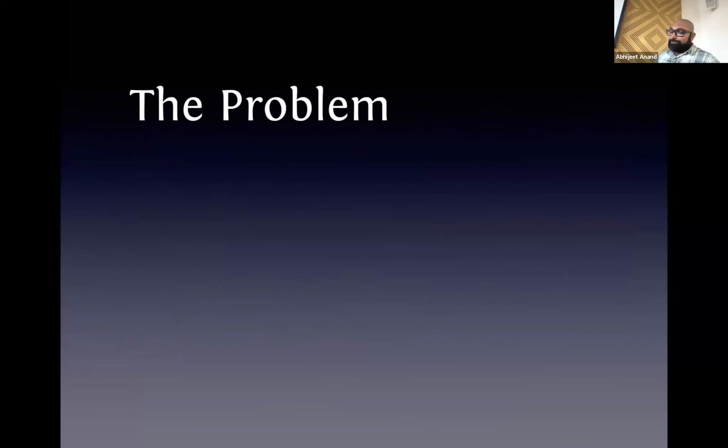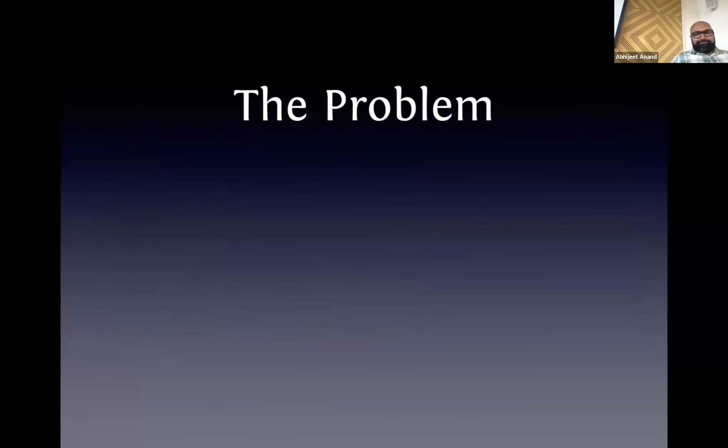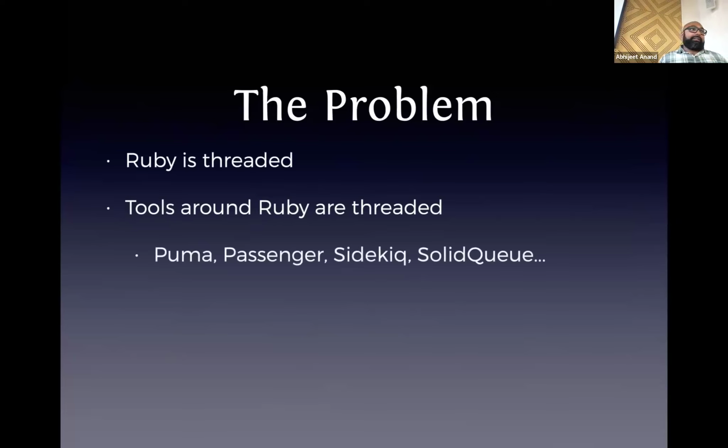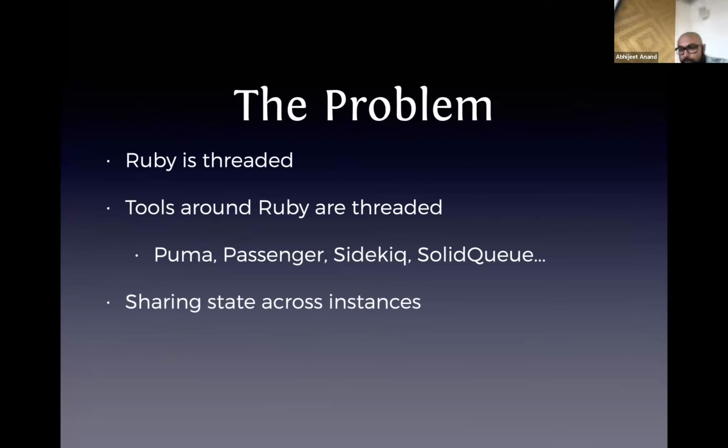All right. So the problem, and is it really a problem? We all know Ruby is threaded. Everything that you work with and around Ruby is threaded. Whether it's your app server, your gem, or just a simple Net::HTTP call that you make. But often, when you work with shared programs which have threads and multi-thread systems, we need to.